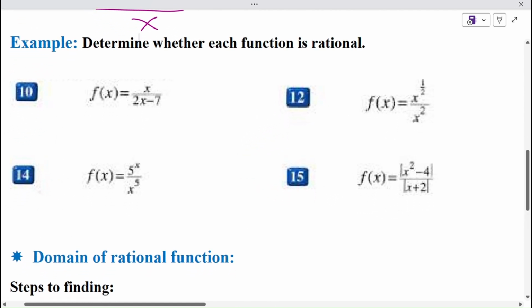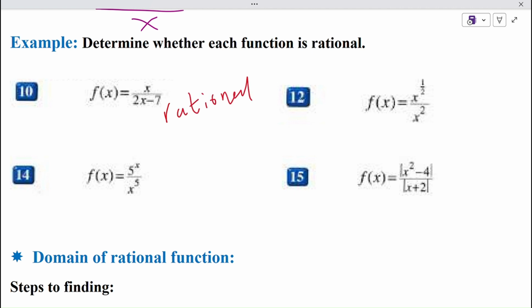Determine whether each function is rational. Okay, now let's check. Here we don't have an exponent with x or a fraction, and we also don't have a square root or absolute value, so this is rational. Okay, what about this question? In this question, just look at here. We have an exponent with a fraction. So this is one of these points that we have studied right now. This is not rational.